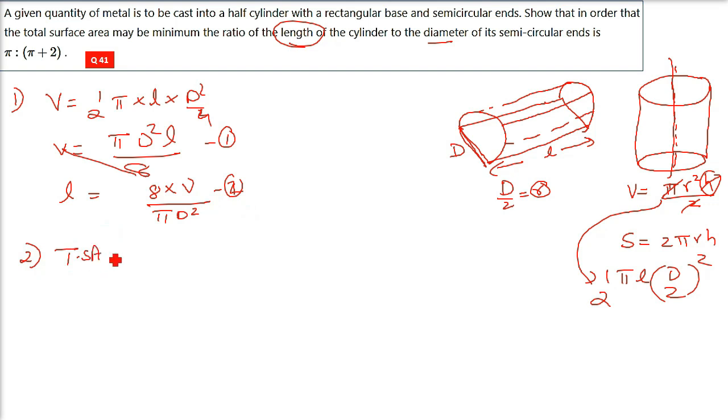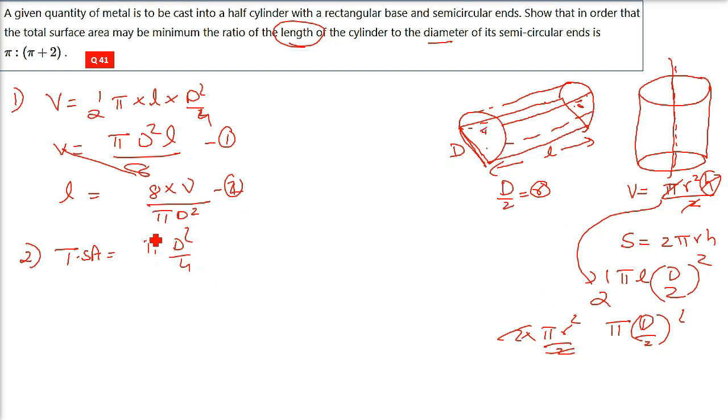What is the total surface area? There will be three things here. First are these two semicircular parts. See, this is half of it. Pi r square is for a circle. Half of the circle is pi r square by 2. 2 into pi r square by 2. So basically there are two semicircles. They will form a pi r square only. In place of r, write d by 2. So first is pi d square by 4 for both the surfaces.